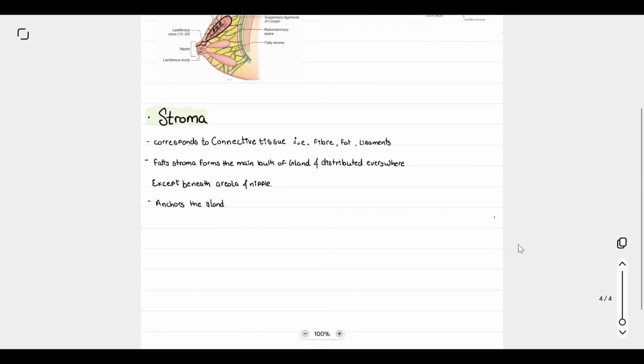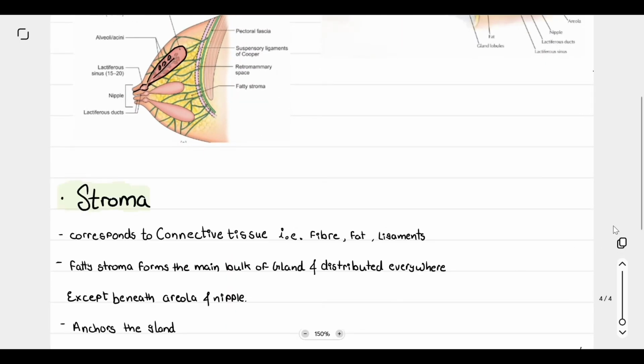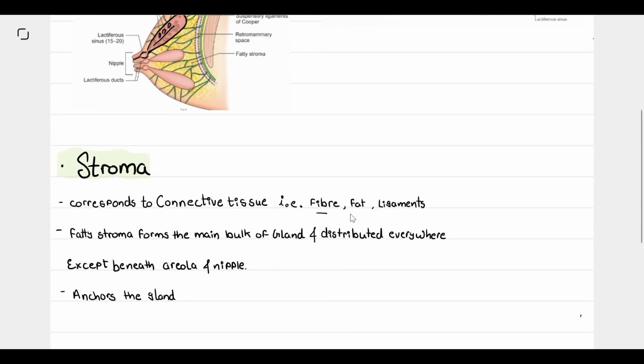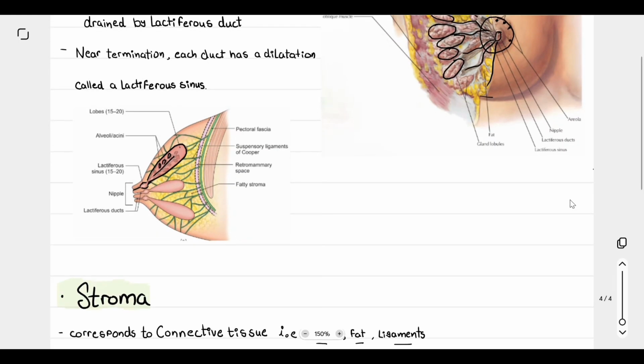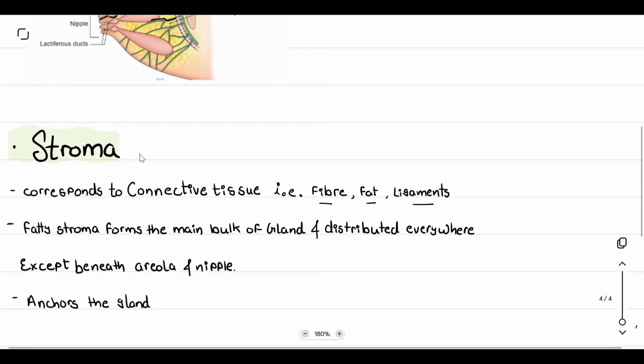So coming to the stroma, stroma corresponds to the connective tissue, which are fat, fiber, ligaments. So originally this is the structure of the breast, this is the cross section, and we are viewing from the lateral side. So these are the parent unit or mammary glands of the breast, and all the rest of the supporting structure, which is this fat or fiber, ligaments, all that supporting structure comes under the category of stroma.